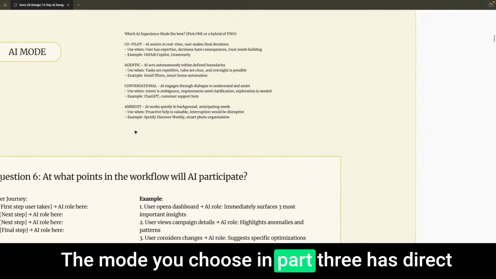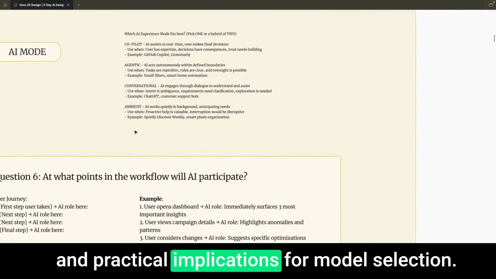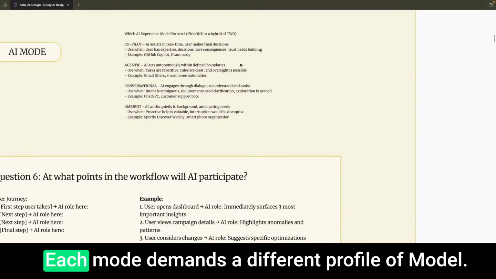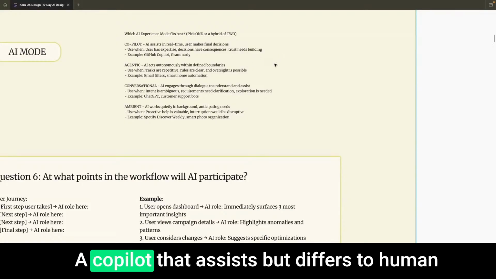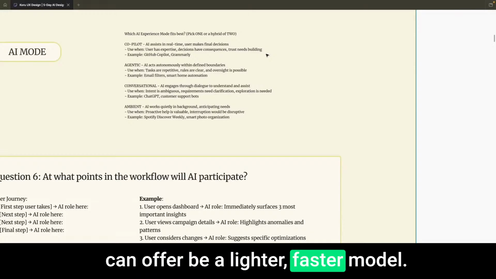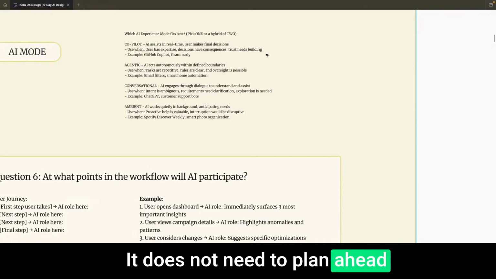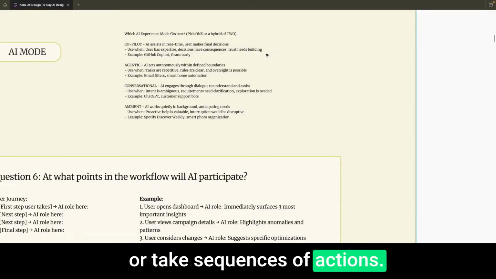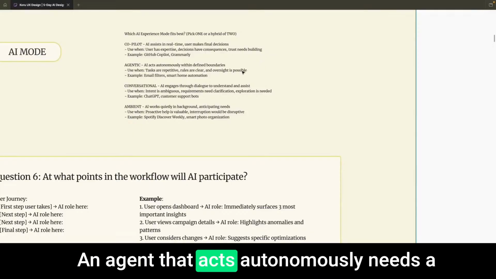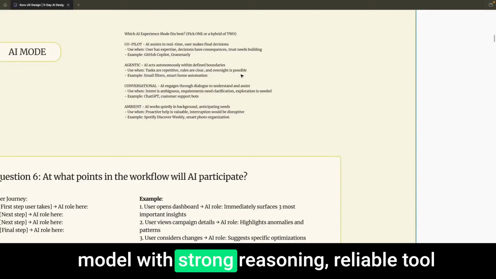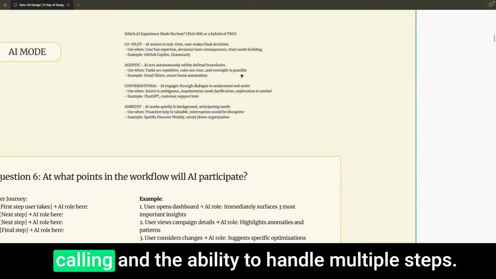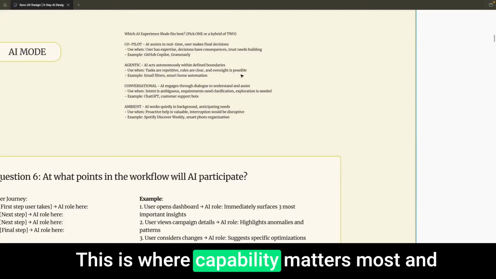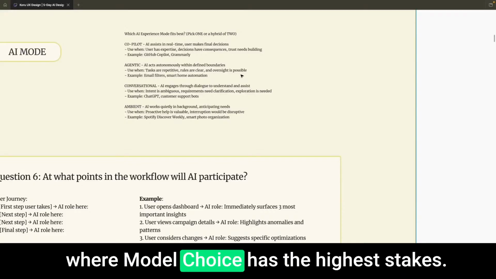The mode you choose in part 3 has direct and practical implications for model selection. Each mode demands a different profile of model. A co-pilot that assists but defers to the human can often be a lighter, faster model. It does not need to plan ahead or take sequences of actions. An agent that acts autonomously needs a model with strong reasoning, reliable tool calling, and the ability to handle multiple steps. This is where capability matters most and where model choice has the highest stakes.